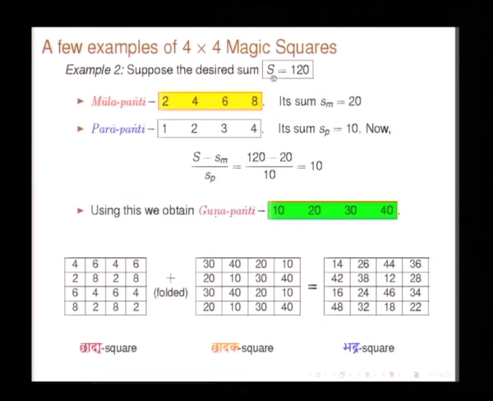So, let us just take one more example. Suppose you say the sum is 120, so you can choose Moola Pankti to be, it is all Ishta, so you can start with wherever you want: 2, 4, 6, 8. Para Pankti 1, 2, 3, 4. Their sum is 20, this sum is 10, and what you have to determine is Guna, the quantity to be multiplying this Para Pankti. So, S minus Sm by Sp, you get 10, and Guna Pankti is just a product of this Guna and the Para Pankti. So, 10, 20, 30 and 40.